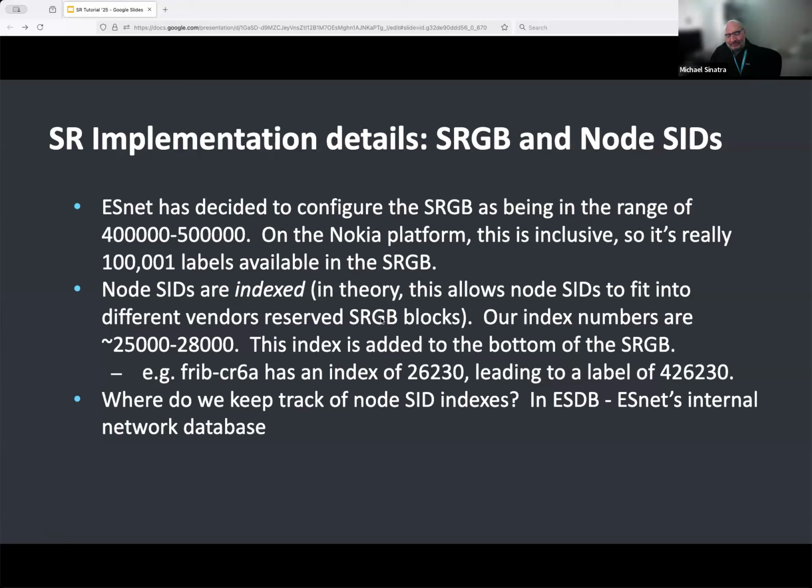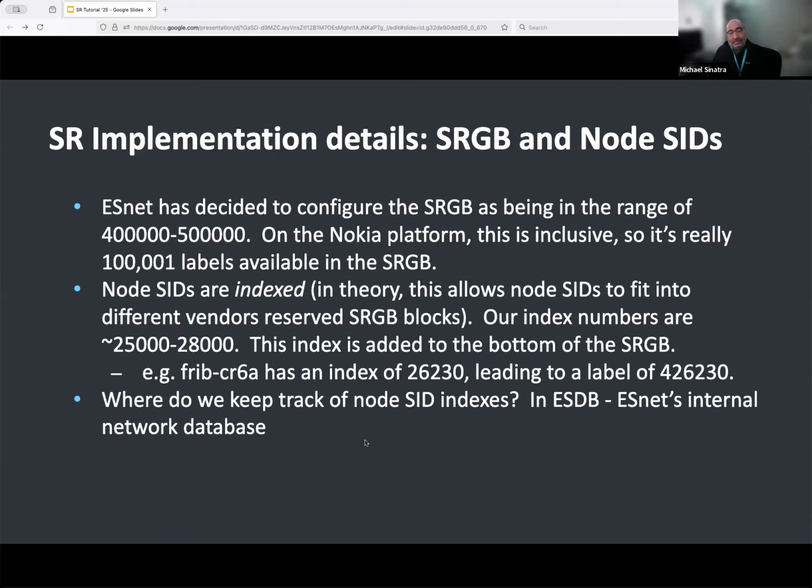And for various reasons, the node SIDs are indexed. So when you configure them, you only configure the last 5 digits of the node SID, and then you add that onto the base of your sRGB. That's done so you could renumber your sRGB really easily by just reconfiguring that and not having to reconfigure every one of your routers. So that just makes it a little easier. If you're switching vendors and they have different reserved label spaces and you want to renumber, you can do that pretty easily. But that's really the only reason you do that. And so far, we haven't had to do that.